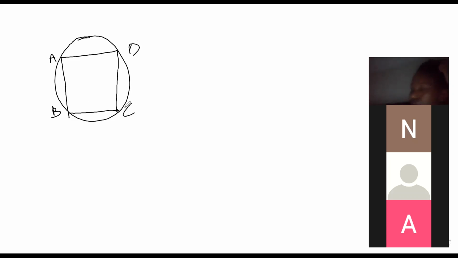You've got 4 points. Okay, so this one, you are given that ABCD touches the circle. You're given that ABCD is a cyclic quad. So if this is a cyclic quad, that means angle A plus angle C is 180 degrees.